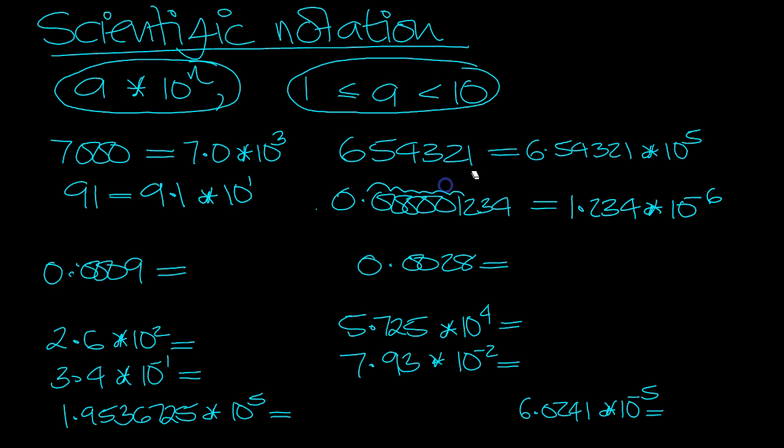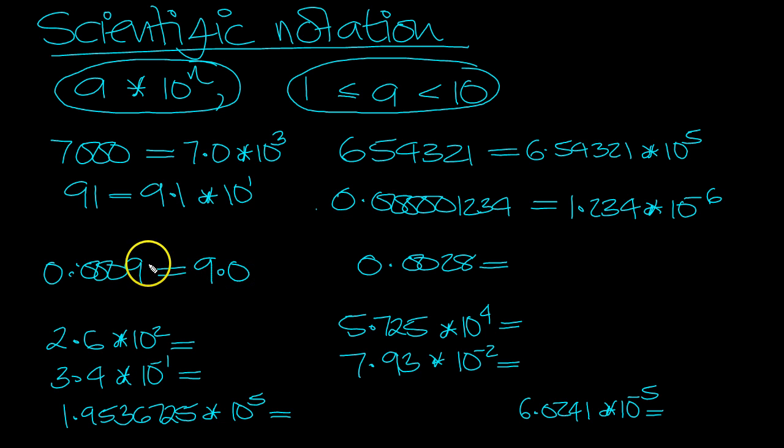You times by 10 to move it forwards, you divide by 10 to move it backwards. 10 to the minus 6 is 1 over 10 to the 6. So you're dividing by tens there, aren't you? Okay, good. So that's those.